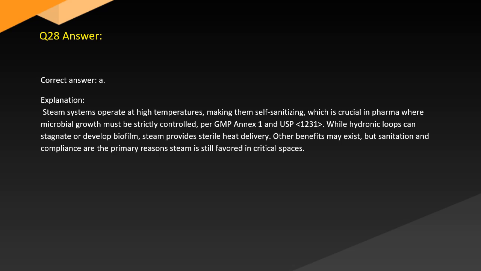Answer. Correct answer: A. Explanation. Steam systems operate at high temperatures, making them self-sanitizing, which is crucial in pharma where microbial growth must be strictly controlled (GMP, Annex 1 and USP), while hydronic loops can stagnate or develop biofilm. Steam provides sterile heat delivery. Other benefits may exist, but sanitation and compliance are the primary reasons steam is still favored in critical spaces.